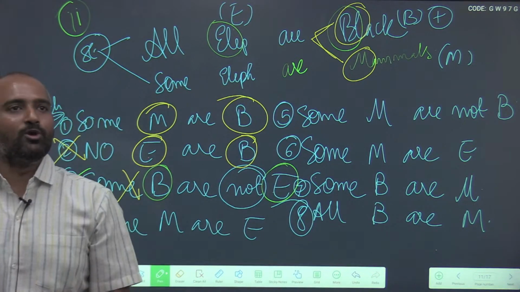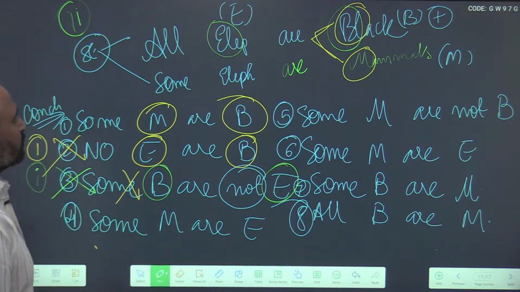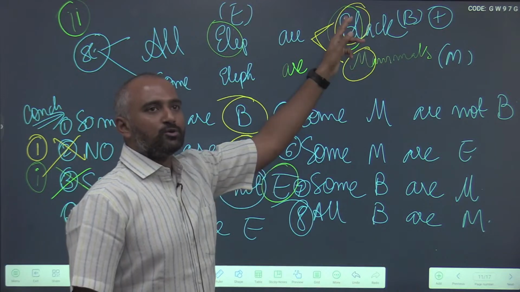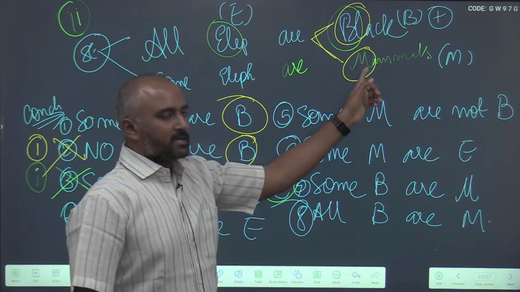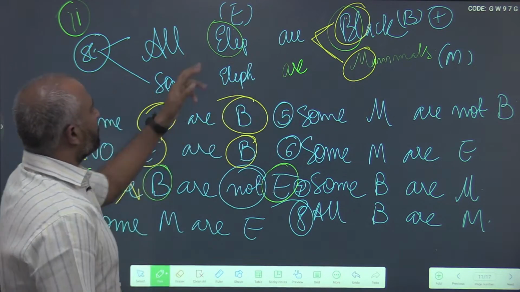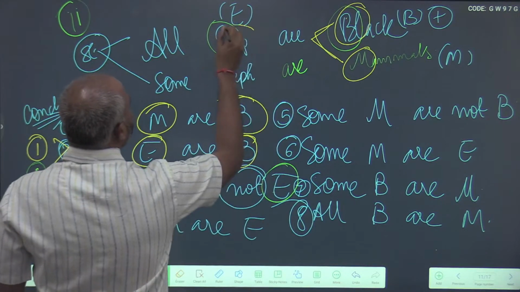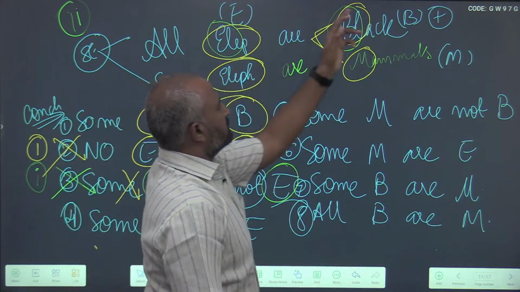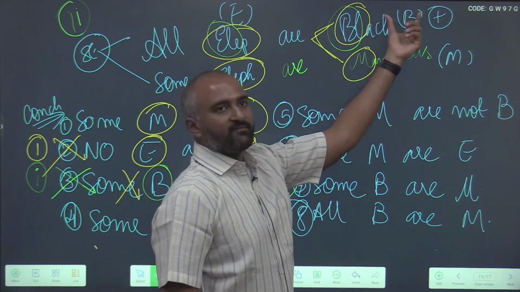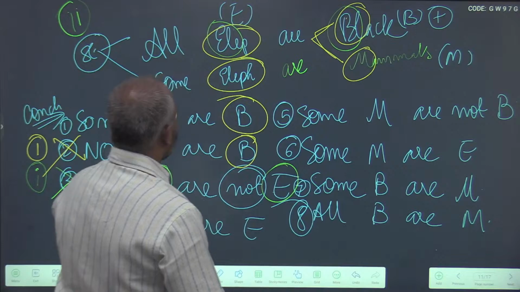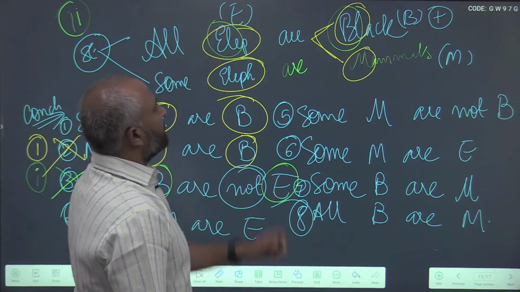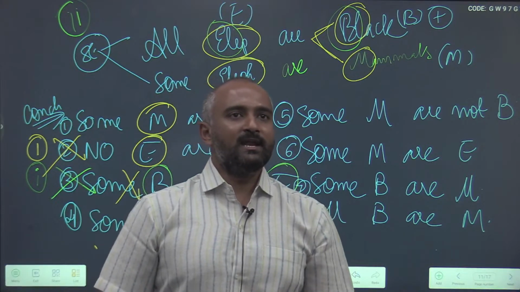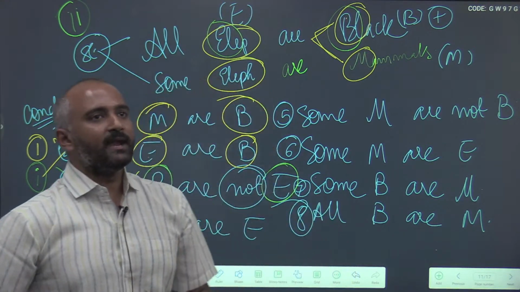Now use the rule of connectivity. What does the rule of connectivity say? For the connection to exist between two statements, there must be a common element. What is the common element? Elephant is common in both statement 1 and statement 2. The common element should at least achieve a value of 100 at least once.